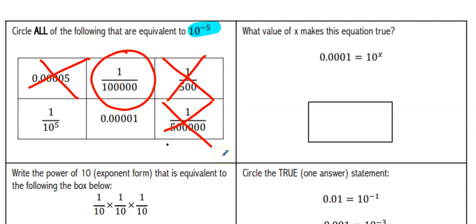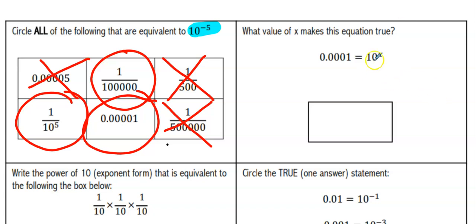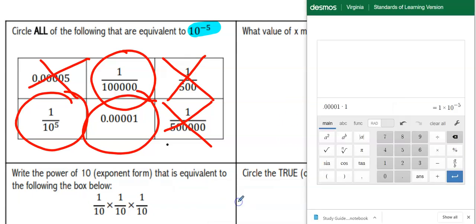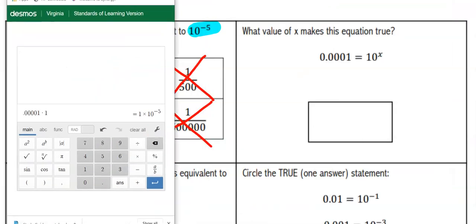So I can go back over here, and I know that this one is correct, and this one is correct. Let's take a look at the next one. This is a perfect example of when I can use my Desmos calculator again. I'm just going to put in the decimal. Move this over here. I'm going to put in my decimal 0.0001. Okay.